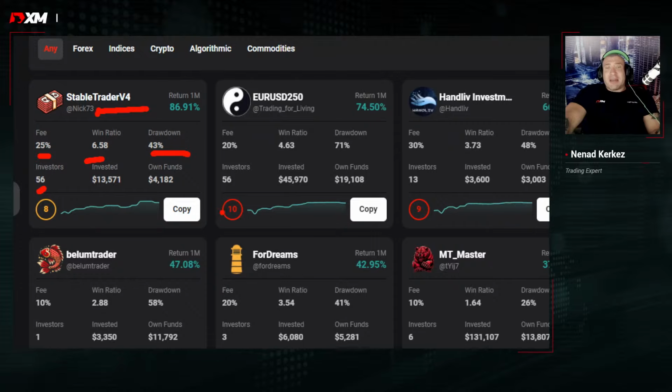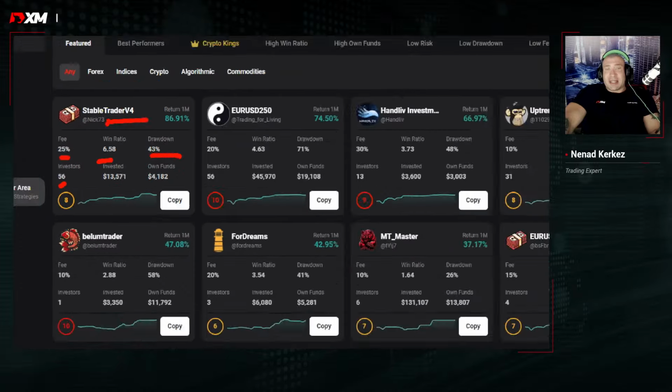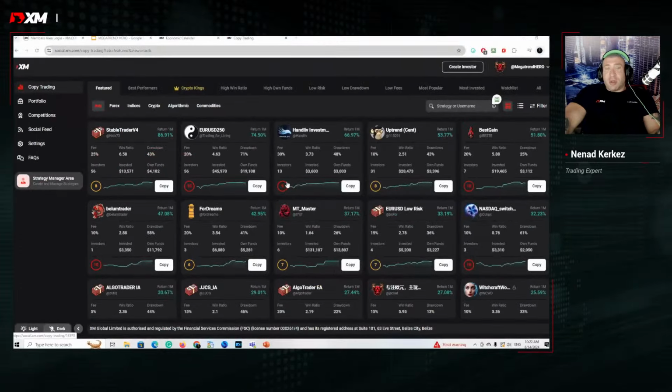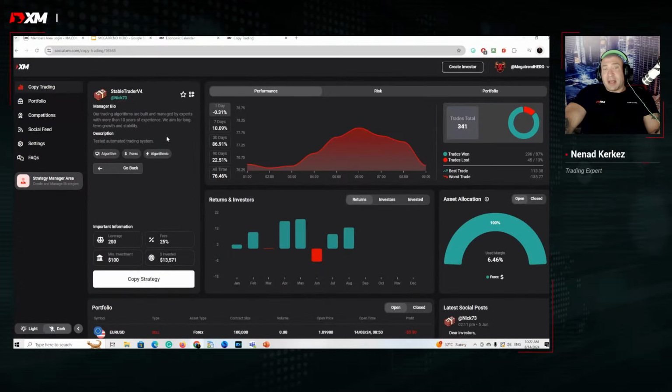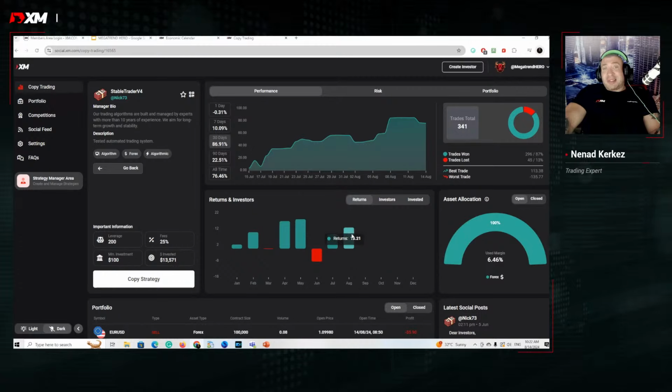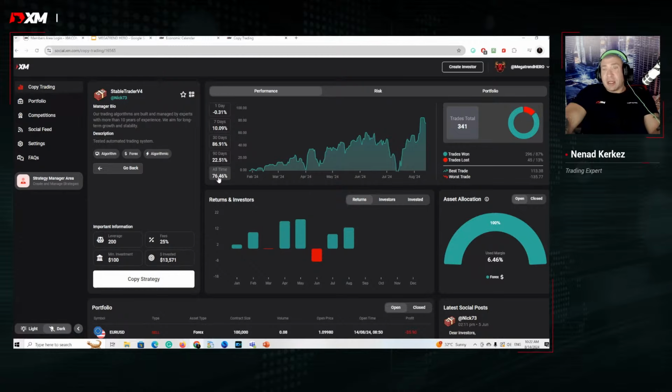All right. For me, this is okay, but I tend to look into high risk strategies, guys. So I want to see basically high return. All right. This is good because, guys, in 1 month we had 86.91% return. This is good, but all time is 76, so it had a bit of drawdown here. You can see where it melted almost every single profit.